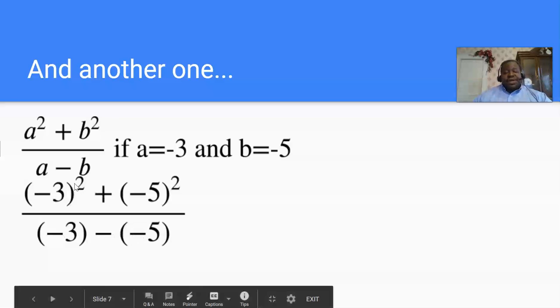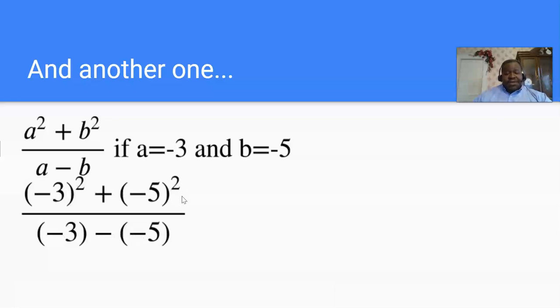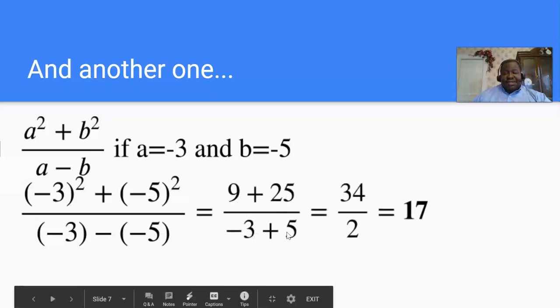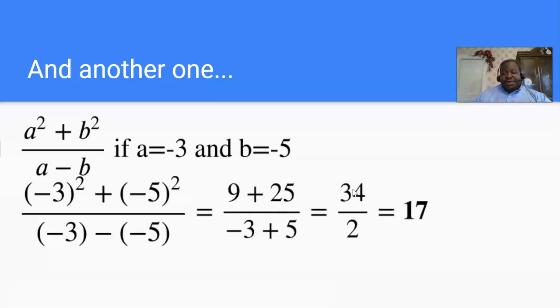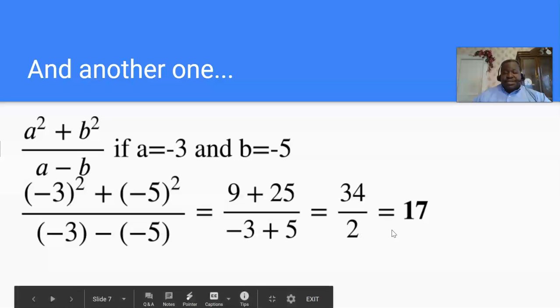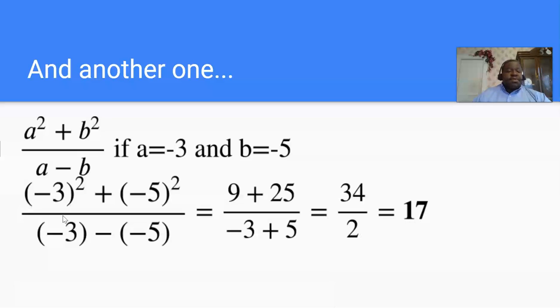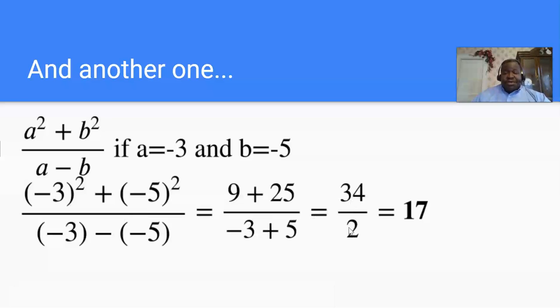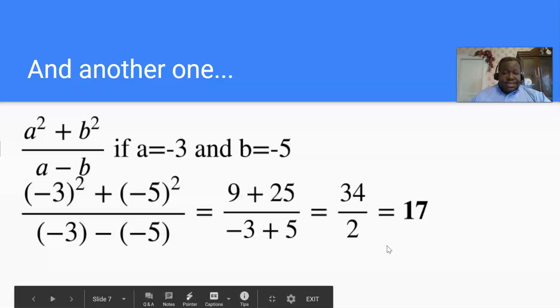And negative 3 squared is positive 9. Negative 5 squared is going to be a positive 25. So we have 9 plus 25 at the top, negative 3 plus 5 at the bottom. 9 and 25 is 34. 34 divided by 2 is 17. Now remember what we said about the order of operation problems in the previous lesson. When you have that fraction line, you treat them like they're two different equations all the way to the last step, where here we show the division, 34 divided by 2, to give us 17.